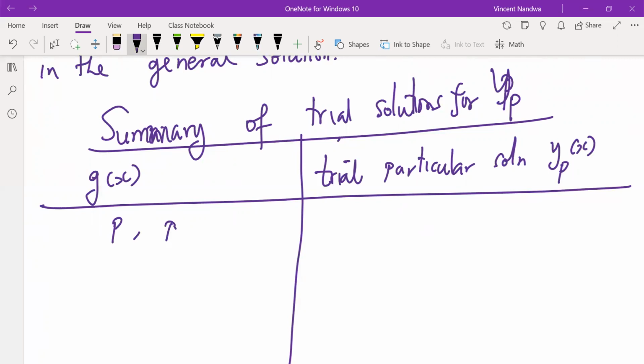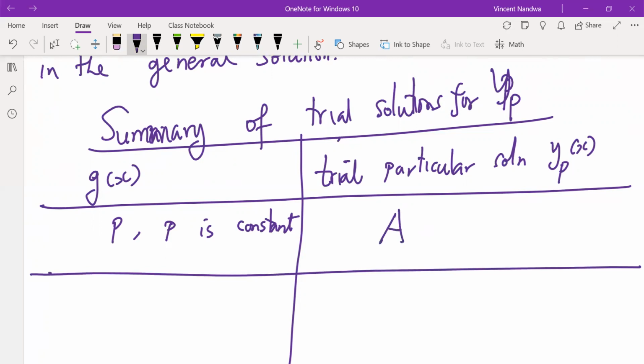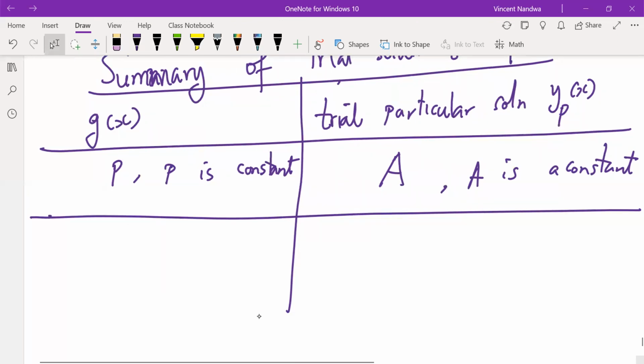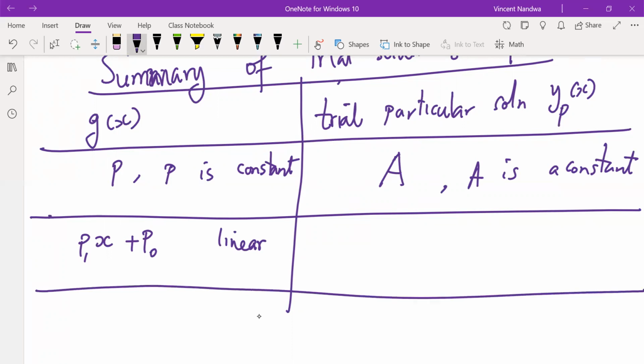So if g is a constant, then you also assume a trial solution to be also just another constant. Now, if your g of x is a linear function, then also your guess for yp will also be a linear function. But remember, you have to put this A1 and A0 and solve for them.